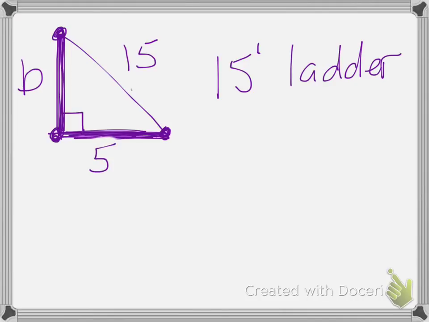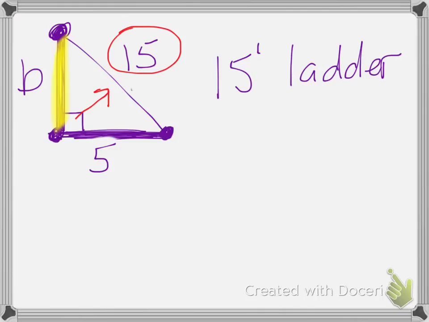So we have a 15-foot ladder. The foot of the ladder, right here, is 5 feet from the base of the building, right here. So how high up on the wall does the ladder reach? How high would this point be up here? We need to find this length right here, because we want to know how high the ladder is reaching. The most important thing is to find the hypotenuse first, and the hypotenuse is always located across from the right angle, so 15 is our hypotenuse.